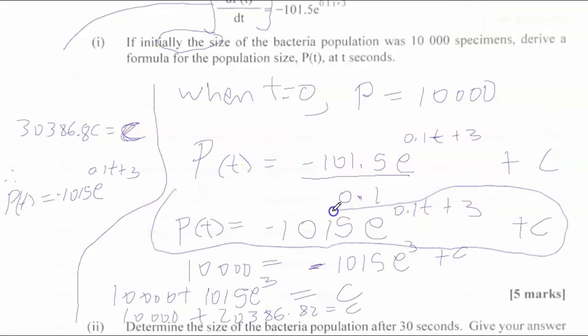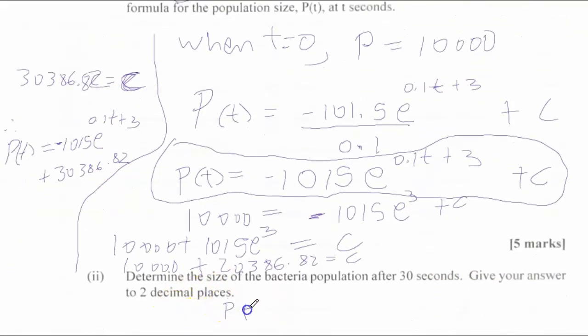So let's write it back and we put in the value of c now, since we know it. The value of c is 30,386.82. Well, let me write it better down here. So P is negative 1015 e to the 0.1t plus 3 plus 30,386.82. And we're asked now to determine the size of the bacteria population after 30 seconds.